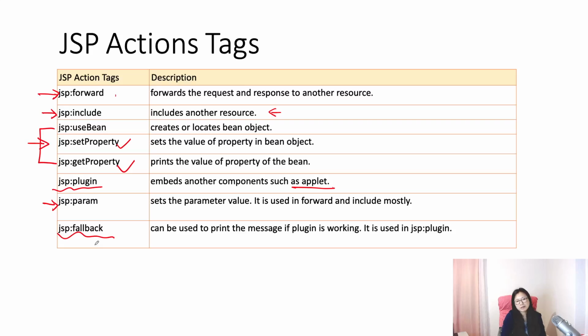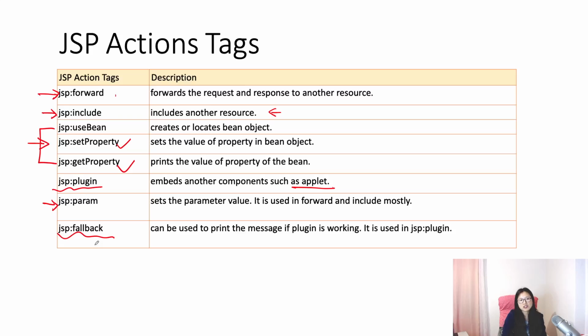So anyway, for JSP plugin and fallback, if you are interested, since you are already familiar with the others, I think you can find a way to learn or master these two action tags by yourself, okay? And honestly speaking, even though I don't have a very long development experience, I do have some. Honestly speaking, I never used the JSP actions before, okay? Like JSP use bean, JSP set property, JSP get property, they can all be replaced. Get property can be replaced by using expression language.